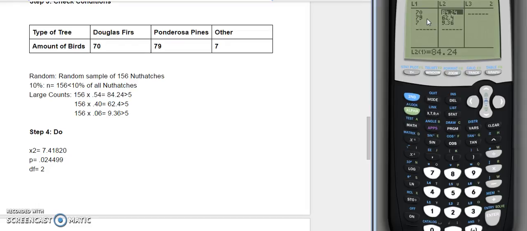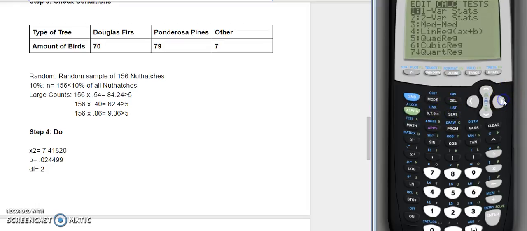In List 2, we're going to state our expected values. Our expected values were found by multiplying the sample size by the decimal percent of each type of bird in each tree. 84.24, 62.4, and 9.36 are all of our expected values. From here, we're going to click on Stat. Scroll all the way over to the right to Tests. From there, scroll all the way down to chi-squared goodness of fit test, or GOF. Click Enter.